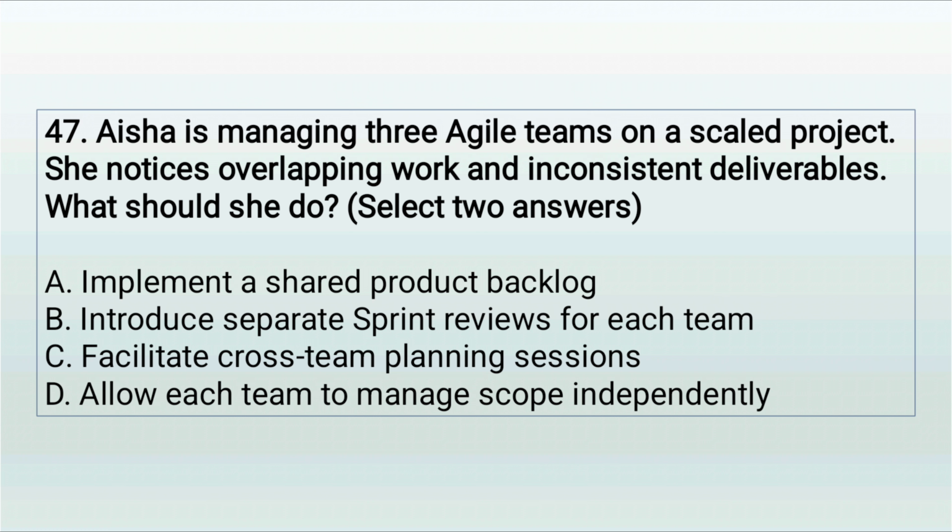47. Aisha is managing 3 agile teams on a scaled project. She notices overlapping work and inconsistent deliverables. What should she do? Select 2 answers. A. Implement a shared product backlog. B. Introduce separate sprint reviews for each team. C. Facilitate cross-team planning sessions. D. Allow each team to manage scope independently.